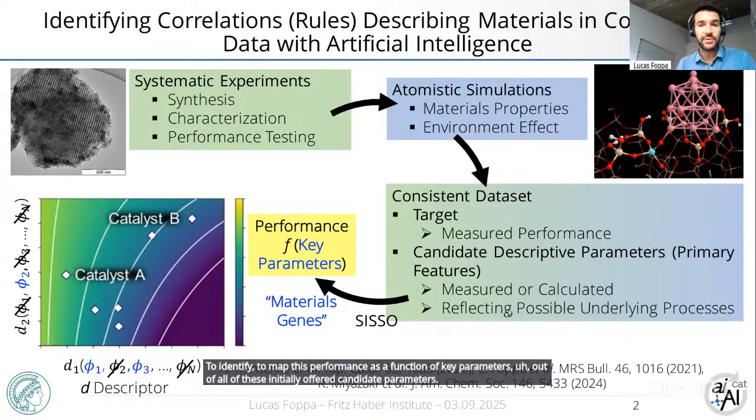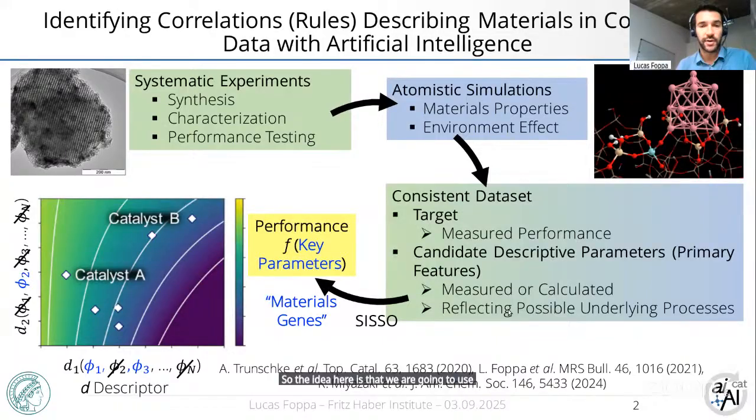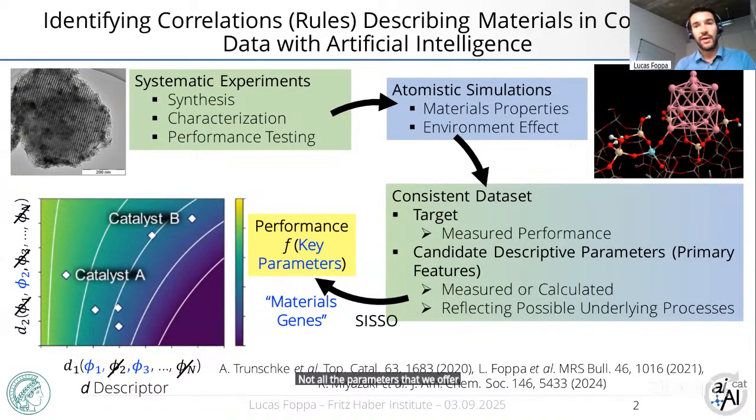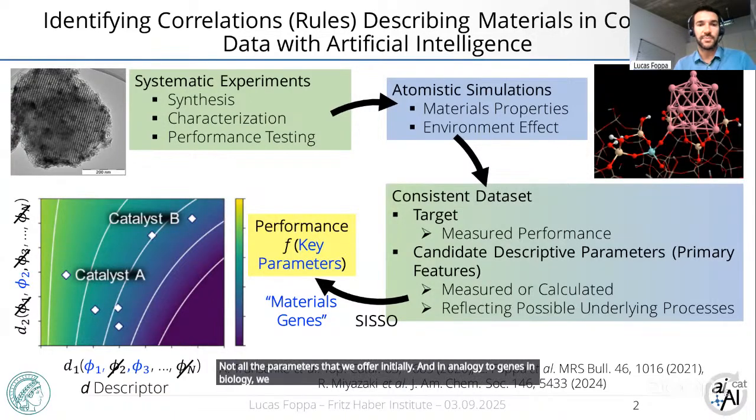So the idea here is that we are going to use the algorithm for finding the right representation. We want to have a function, in the case of SISSO as discussed by Tom, an analytical expression, but we want this function to depend only on a few parameters, not all the parameters that we offer initially. And in analogy to genes in biology, we call these key parameters materials genes of a certain property or function. And why do we use this analogy?